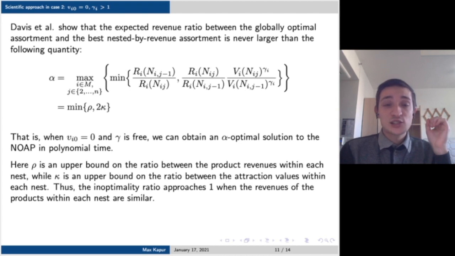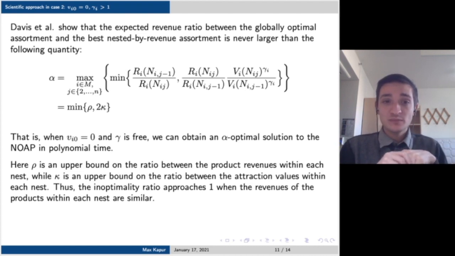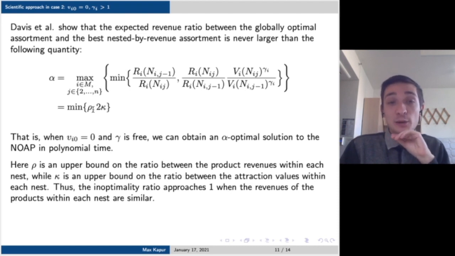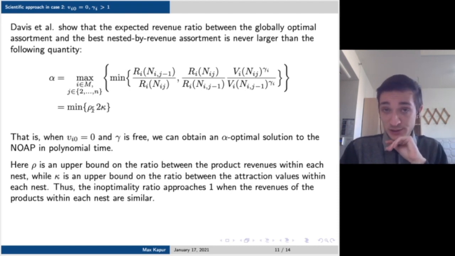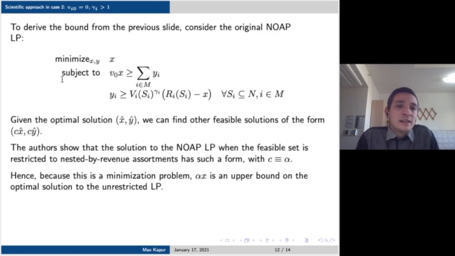However, Davis and his colleagues are able to show that the expected revenue ratio between the globally optimal assortment in case 2 and the best nested by revenue assortment, which we saw in case 1, is never larger than this quantity alpha. Here, rho is an upper bound on the ratio between the product revenues, and kappa is an upper bound on the ratio between the attraction values within each nest. And we can see that this inoptimality ratio will approach 1 when the revenues of the products within each nest are similar.